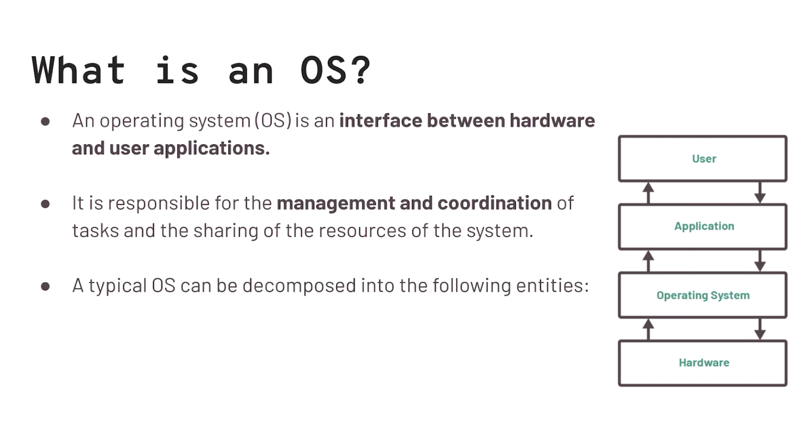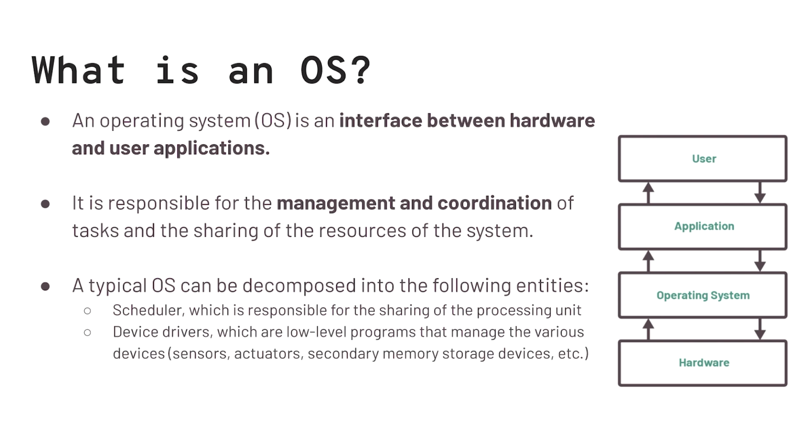And an operating system typically can be decomposed in the following entities. The scheduler is what we discussed before. How is the CPU being shared for the different tasks? Because one CPU can run one task, and by sequencing different tasks in order, we get the illusion of multitasking in case of a non-multi-core CPU. So the scheduler is scheduling how the CPU will execute the tasks. And then another thing of the OS is the device drivers.